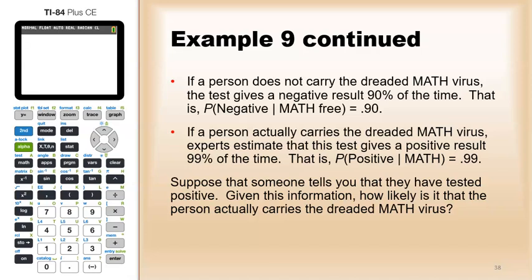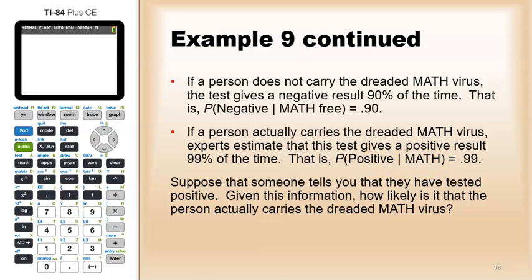So take a moment and think about it. What do you say? 50%, 70%, higher, maybe even 90%? Well, how can we go about finding this? So we basically want the reverse of this last bullet point. Instead of probability of positive given that they're math, we want to find the probability that they have the virus given that they tested positive. So what happens if we reverse these two?